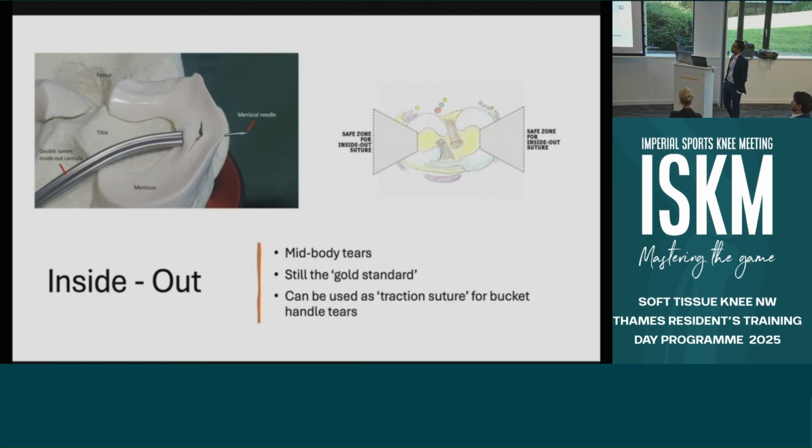You've got specialist equipment like trocars here and long needles. Again, very cheap, cost-effective, which is why I think the suppliers probably want you to not use them as much. But they are very good for mid-body tears, as you can see there. You can get a nice angle on them. And they can also be quite good for traction sutures. So if you've got a big bucket handle tear, you can put it through, pull it out, pull on it, and that actually helps you reduce your bucket handle tear.